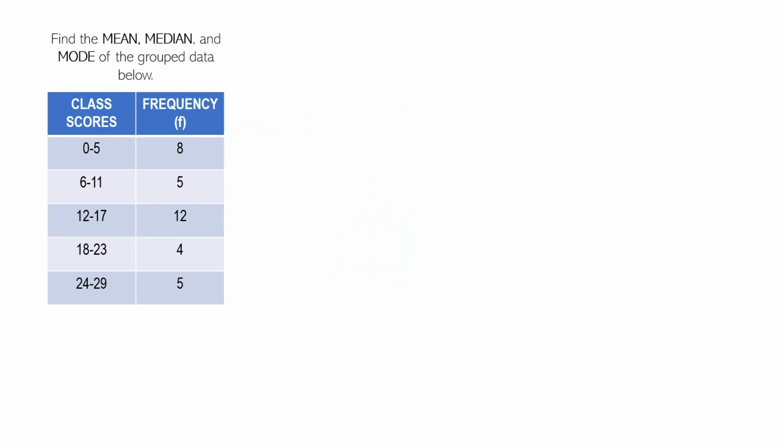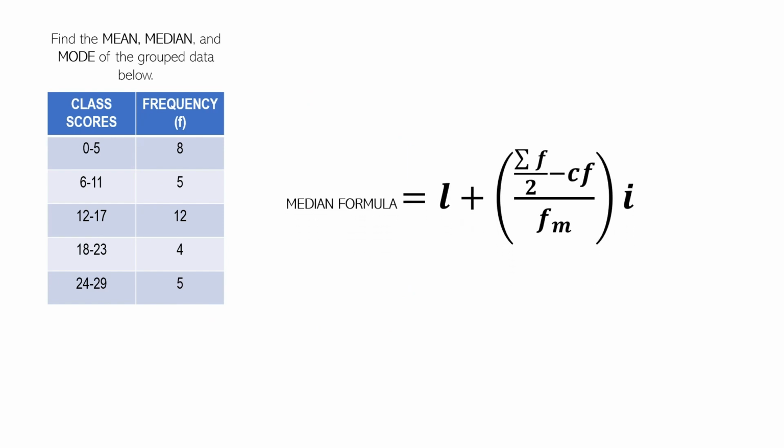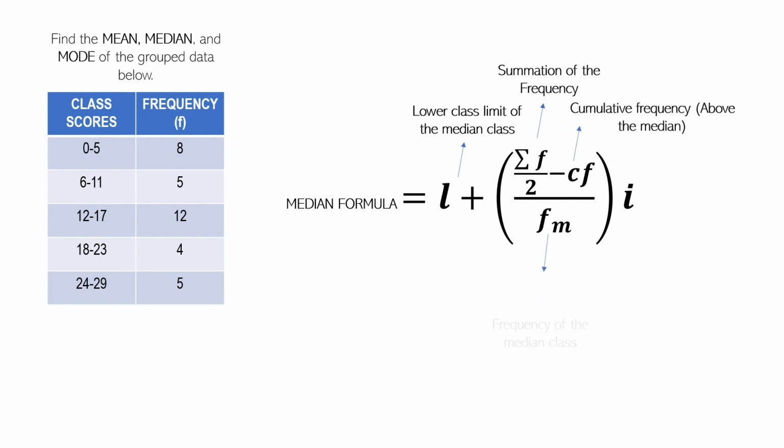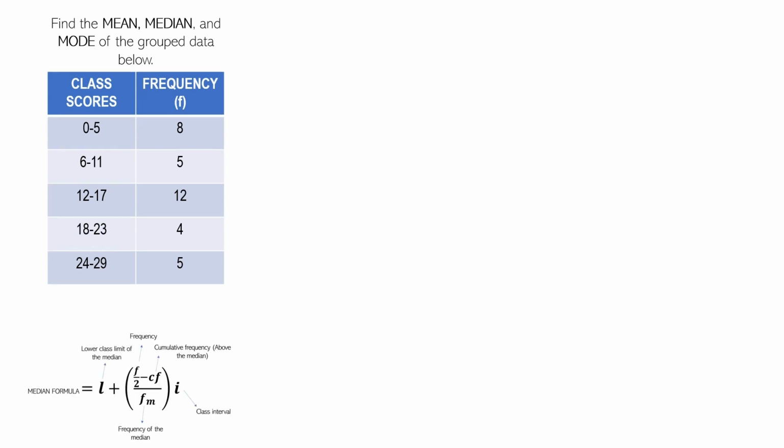Second one is the median. The median formula is given as the lower class limit of the median class plus the quotient between the difference of the summation of frequency divided by 2 and the cumulative frequency above the median, and the frequency of the median class, times the class interval. To apply the formula, we need to identify the given.